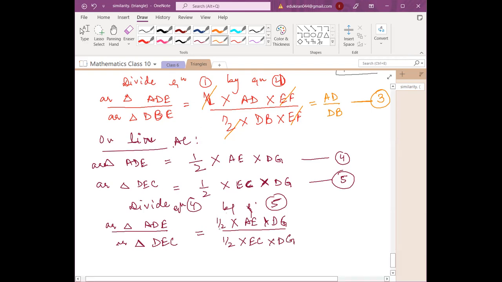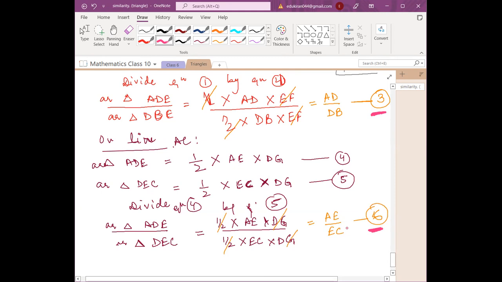So again, this half will get cancelled out. DG will get cancelled out. You will be left with AE upon EC. Equation number 6 this time. So ultimately, these are the two equations I'm interested in now. These are the results I've got.